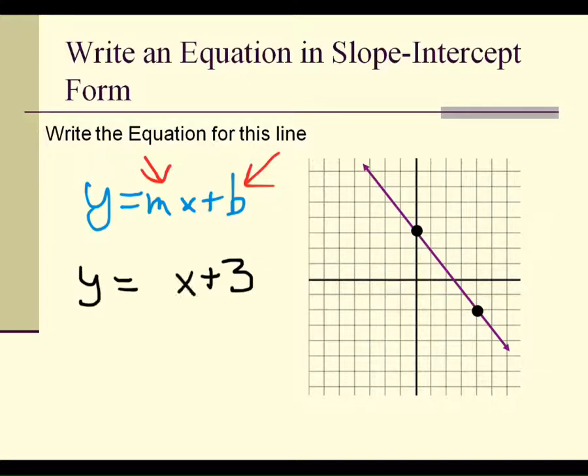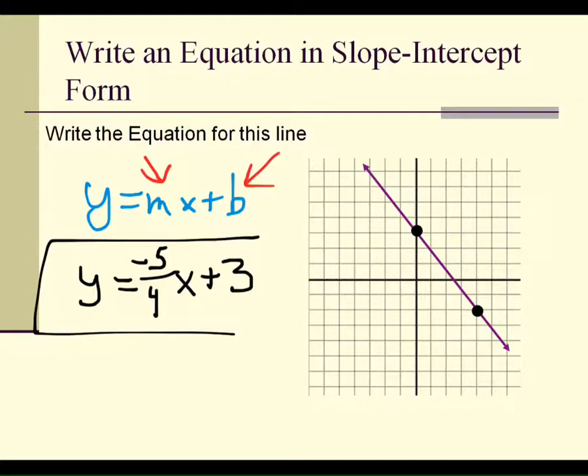Okay. Now it's a downhill line from left to right, so is the slope going to be positive or negative? It's going to be negative. Okay. Let's say I'm going from this point to this point. I'm going down 1, 2, 3, 4, 5. Since I went down 5, that's negative. And I go to the right 1, 2, 3, 4. I go to the right, that's positive. There's my equation. Okay. Y equals -5/4 x plus 3.